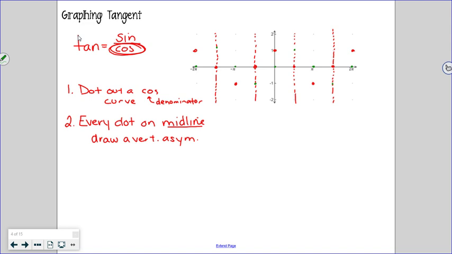So those dots that came from my sine curve are actually the dots that I will use to start my tangent curve. So the first dot that I draw for my tangent curve is on my midline, exactly halfway between my asymptotes, for the reason I just talked about. So put a dot on the midline halfway between the asymptotes, which would be each of these dots right here. You will never have to draw or dot out the numerator, but I just use that to explain why. That's why tangent is 0 at those places.